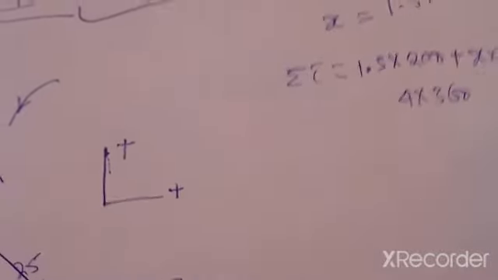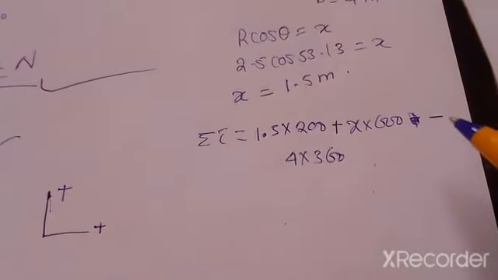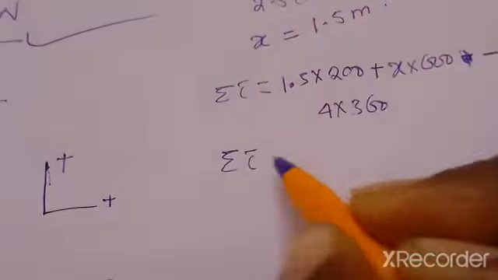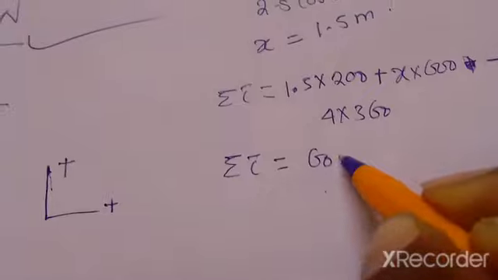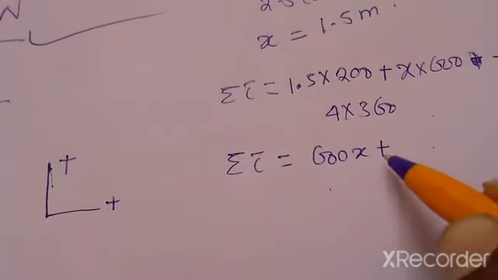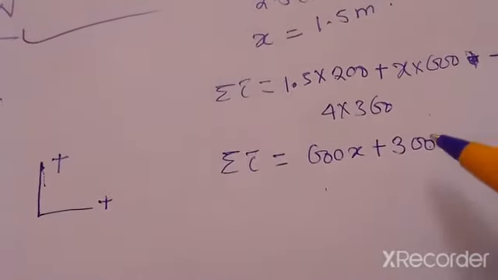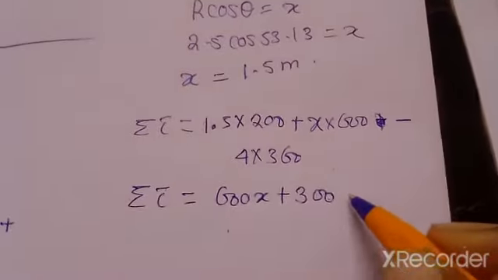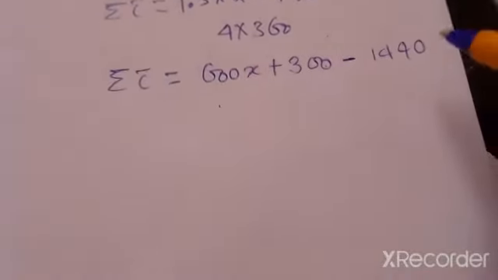This is not going to be plus. This is negative, because it is going to cause rotation in the other direction. So that's what we have. And if we simplify this, we're going to get 600x plus 300 minus 1440. Okay, that's what we have.